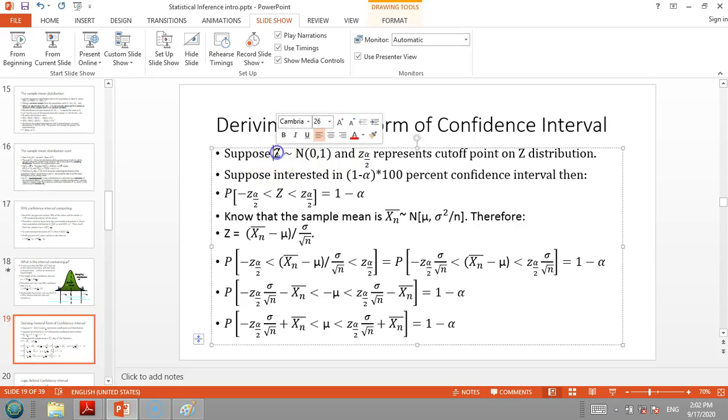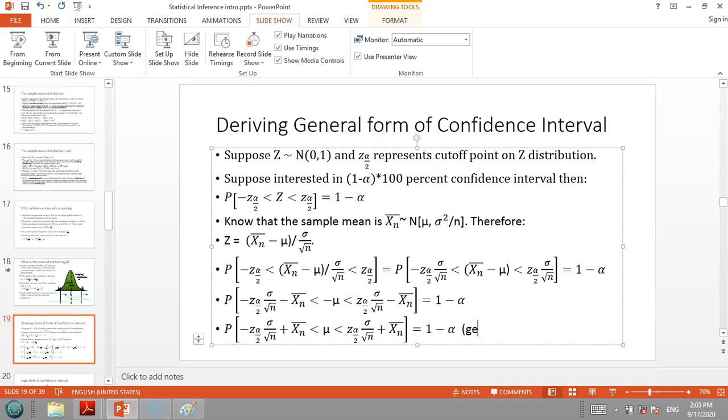So Z, watch, I'm going to derive the confidence interval equation. Start with the standard normal, Z. And Z is between two cutoff points, okay? With probability 1 minus alpha of the time. And what is Z? Z is x bar minus mu over this. And then I do some math, and I can derive the general form of the confidence interval. Let's call it CI.